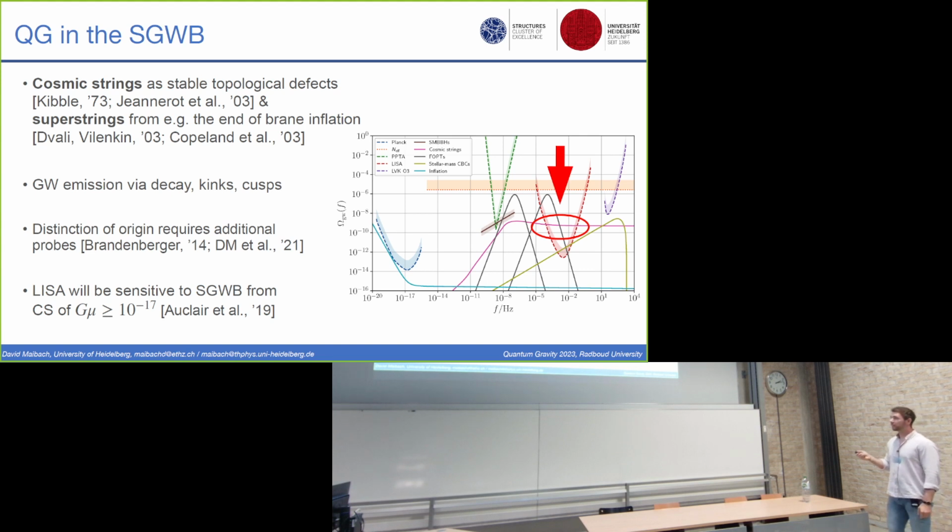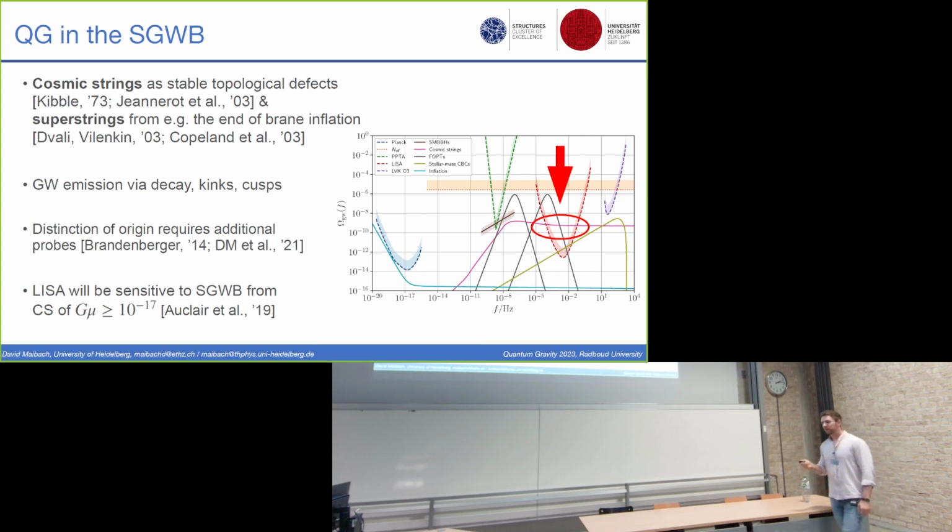And it is expected, which is basically more or less a back-of-the-envelope calculation, that LISA, for instance, will be able to constrain them by a large margin. But this has to be taken with a grain of salt because this was not a proper simulation. It was just an estimate, based on an estimate also for the sensitivity of LISA.